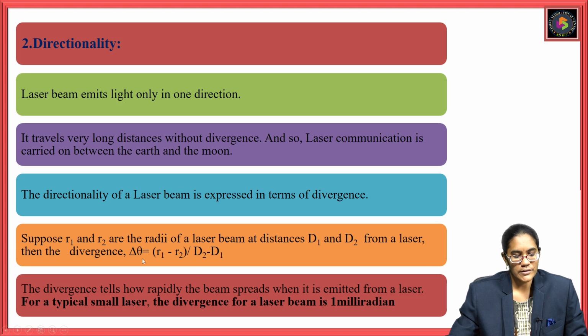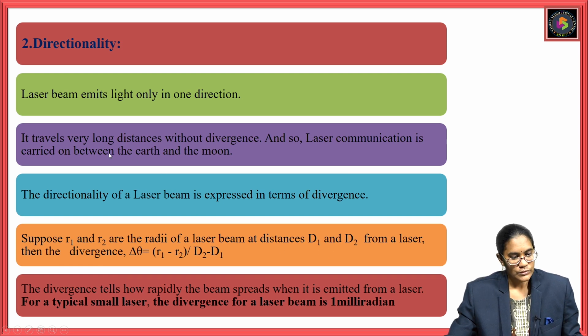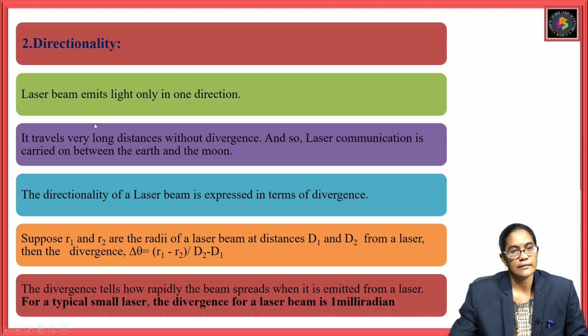The formula for the divergence is delta theta equals r1 minus r2 divided by d2 minus d1. Here r1 and r2 are the radii of the laser beam, and d1 and d2 are the distances. Generally the divergence tells how rapidly the beam spreads when it is emitted from a laser. In general, for a typical small laser, the divergence is usually 1 milliradian. So in this way the laser light is highly directional in nature.